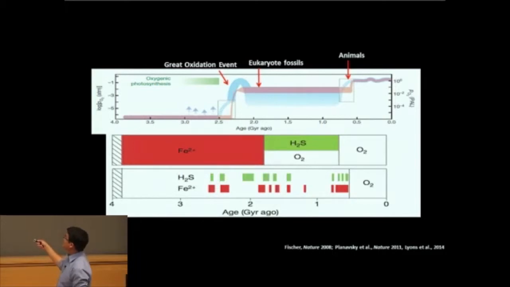I want to highlight that eukaryote fossils were found at around 1.9, and the rise of animals occurred shortly after, at around 500 million years ago. Right below that is the classic redox structure of the ocean. For the first 2 billion years, you see that it's an anoxic or ferruginous water column that has free iron in the ocean. And then right below that is actual data collected from shales.